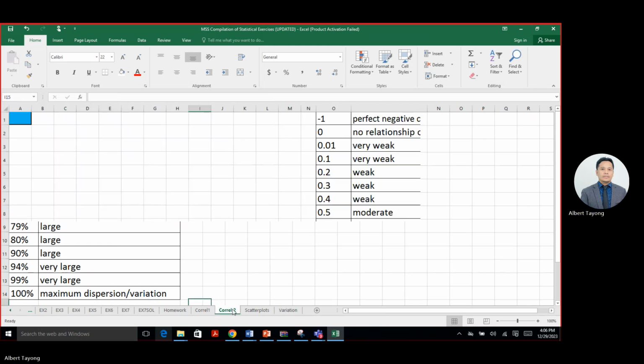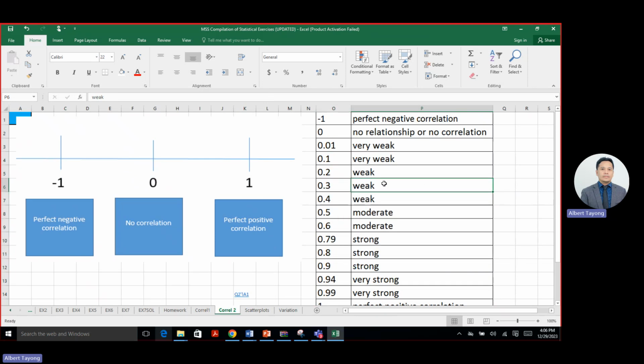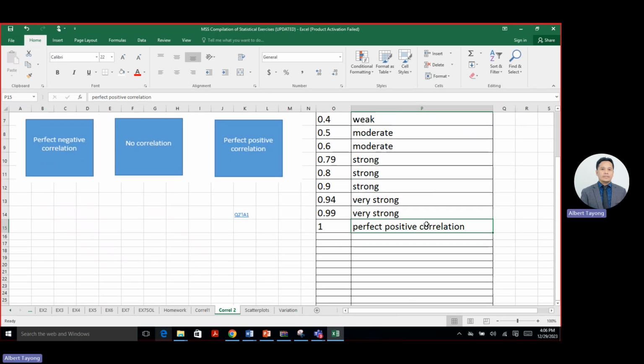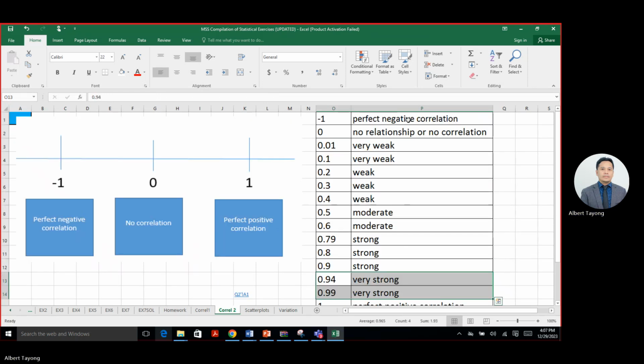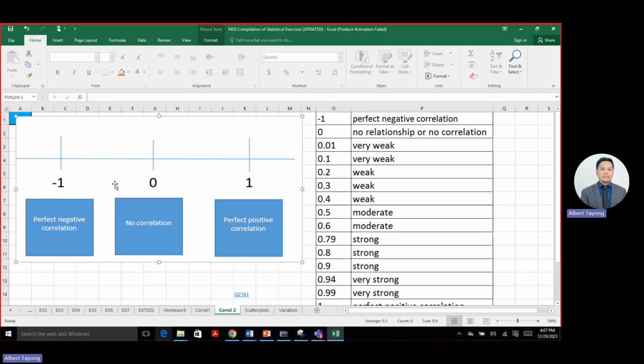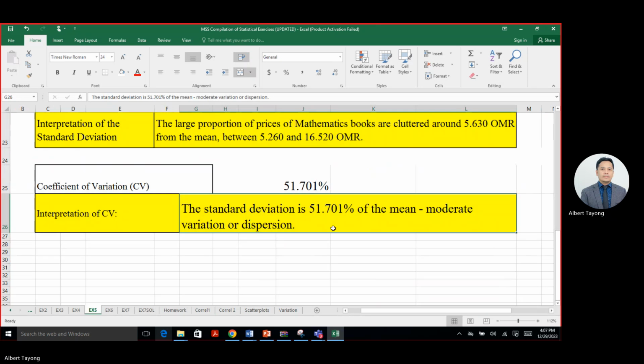For correlation, I have given the values as well, when to say perfect negative correlation and when to say perfect positive correlation. When to say very strong, when to say weak or very weak. So from -1 to 1, -1 is the highest on the left and 1 is the highest on the right. Okay, so that's it.